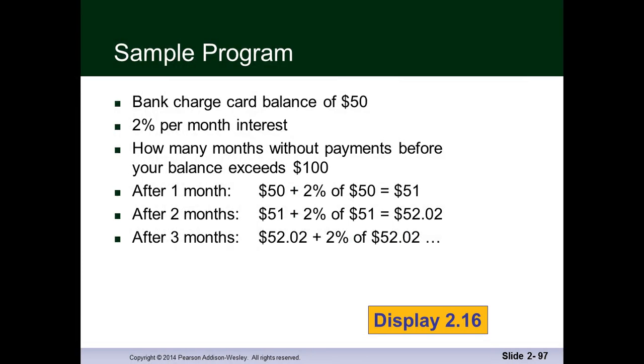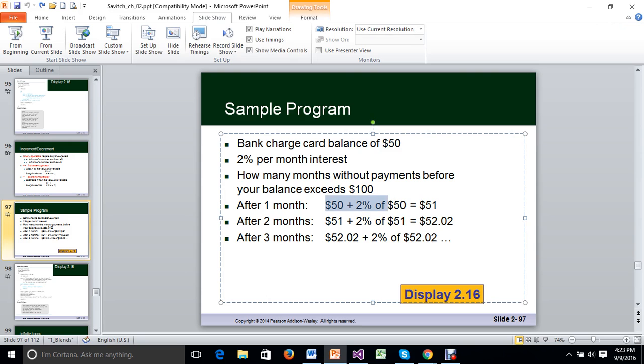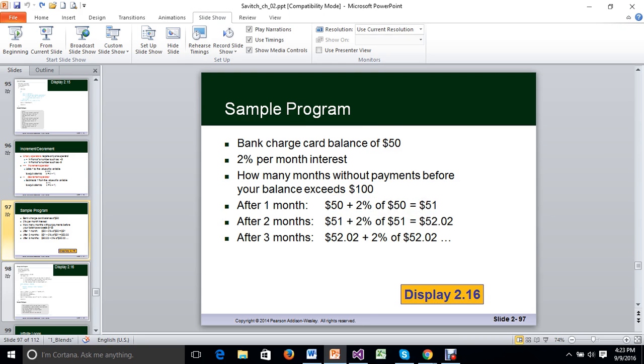For example, here you have a bank charge card balance of $50. It gives you 2% per month interest. How many months without payments before your balance exceeds $100? For those of you who are in my engineering economics class or will be in the future, this is called compound interest. You have the 50 plus the 2%, it gives you 51. Next month the interest is calculated over the 51, so you add the 2% and it gives you that, and so forth. That's compound interest.